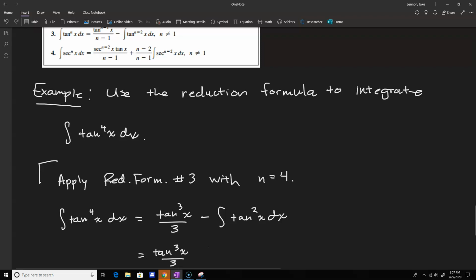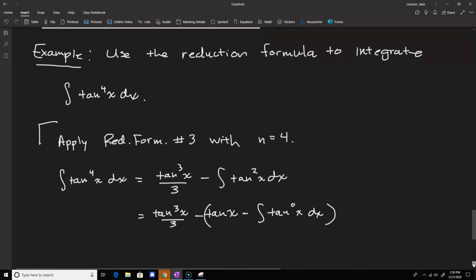We just get tangent of x over 1, which is just tangent of x, and then we're getting technically another negative, so we're subtracting the integral of the tangent to the 0. Well, 2 minus 1 is just 1, so actually what we're getting here is just the integral of 1. So you can replace this tangent to the 0 with 1, and the antiderivative of that is just going to be x. So we are all finished.